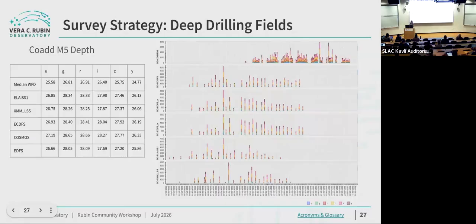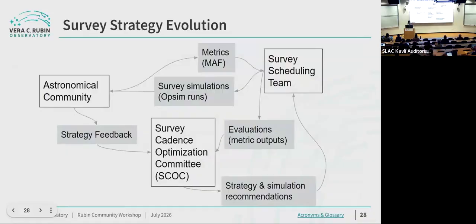And yeah, so that's Cosmos, going really deep really fast. Here's the flow chart of how everything works. Basically the scheduler team, we put out our simulations, we release them to the community. The community tells us how their science does. We get strategy feedback that goes to the Survey Cadence Optimization Committee. They ask for new simulations, for new strategies, and it goes around and around until we finally converge and send the code to the summit, and it drives the telescope.